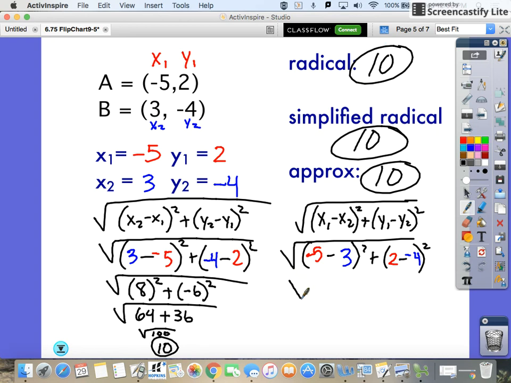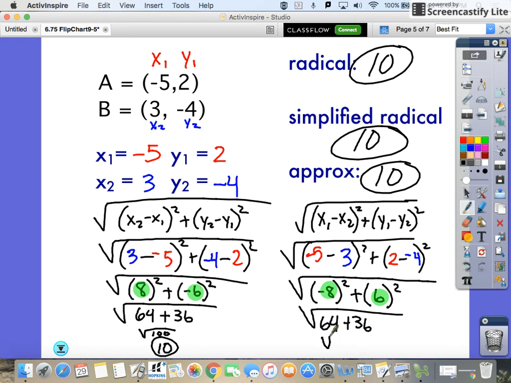Now over here, watch what happens. -5 and -3 is -8 squared, plus 2 minus -4 is 6 squared. What happens is the signs change, but when you square it, it doesn't make a difference. You end up with 64 plus 36, which is square root 100, which is still 10. Okay? So as long as you go blue, blue, red, red, or red, red, blue, blue, it doesn't matter as long as you're consistent.